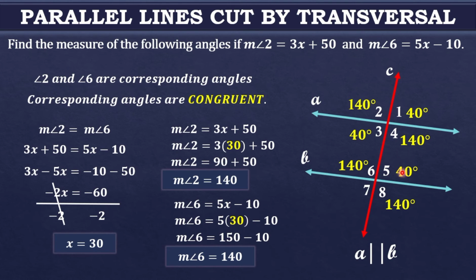And then ito, since corresponds siya doon, so sa angle 1, so this is also 40 degrees. Or you may apply yung ating linear pair na supplementary, so 40 degrees po siya. And then vertical angles, this is also 40 degrees. Next.